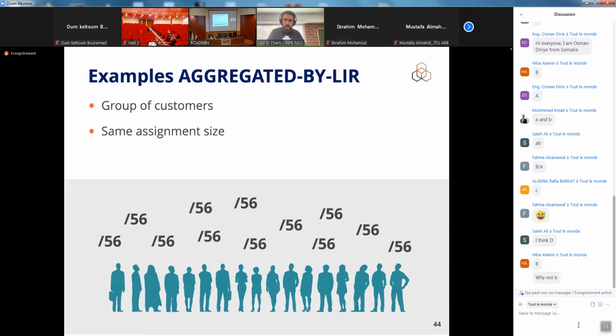Second type. Let's imagine, for example, you're a big operator like Deutsche Telekom. They have probably hundreds of thousands of customers, and let's say that each one of these customers, they are giving them a /56. So what do they do? They create hundreds of thousands of assignments in the database for each one of their customers. It would explode. The database would explode. And this is the main difference with IPv4.